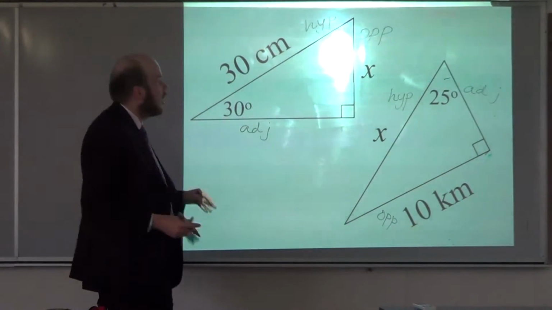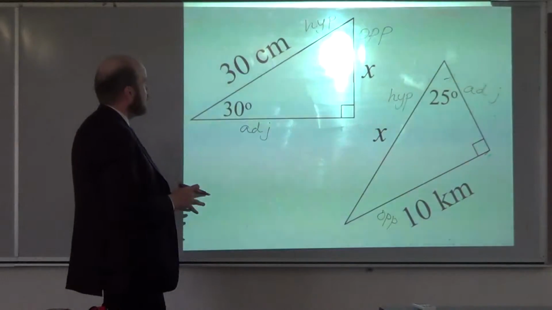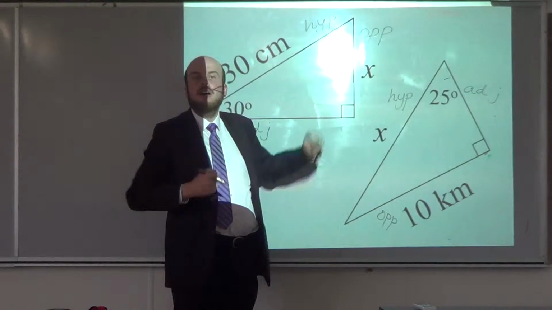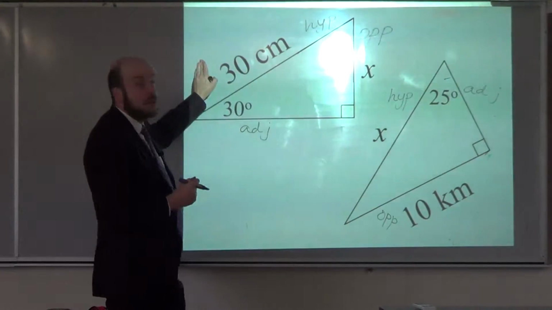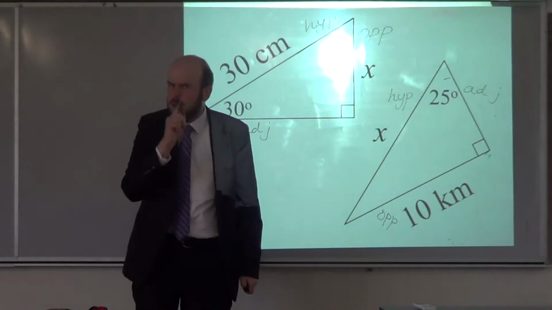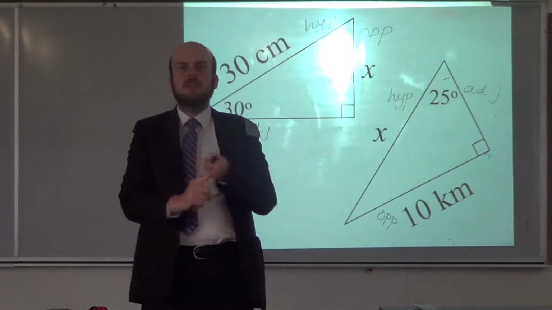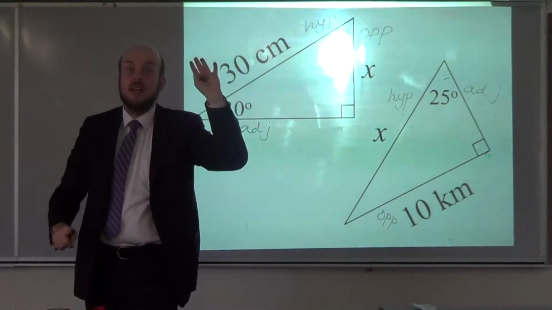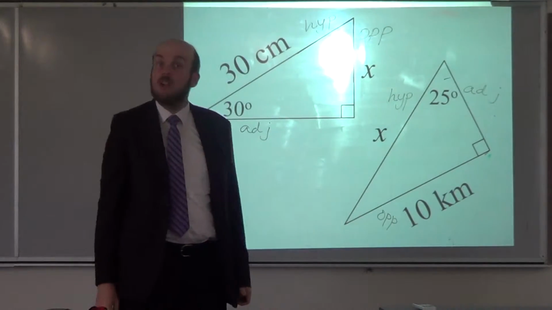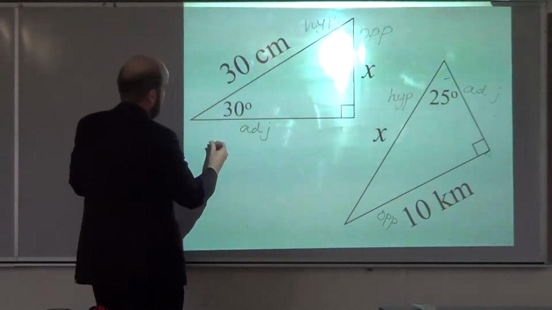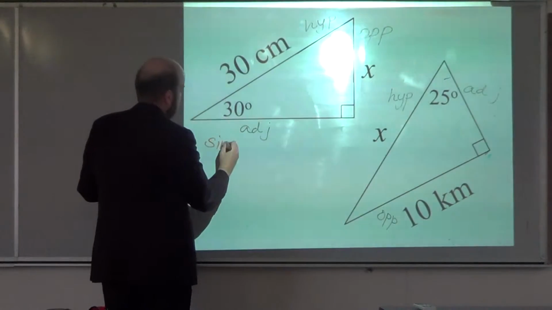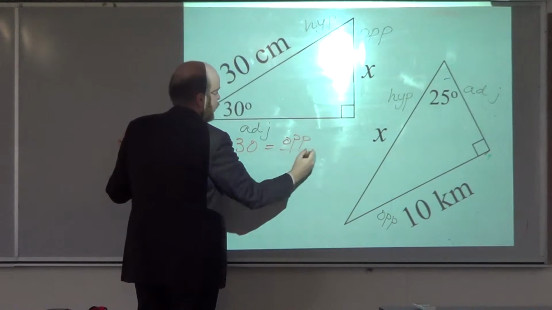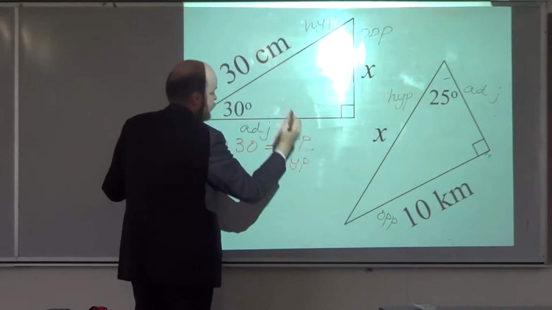So with this first one, the side I need to find is the opposite, and I've been given information about the hypotenuse. So which of our formulas involve opposite and hypotenuse? Remember our chant, SOH CAH TOA. Sine is equal to opposite over hypotenuse. So sine 30 is equal to opposite over hypotenuse.